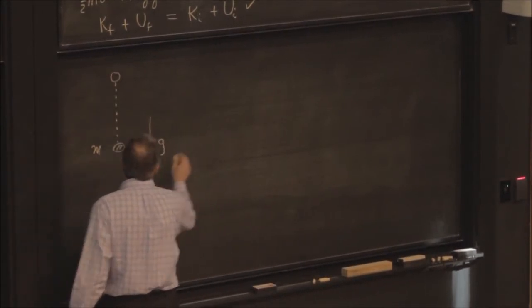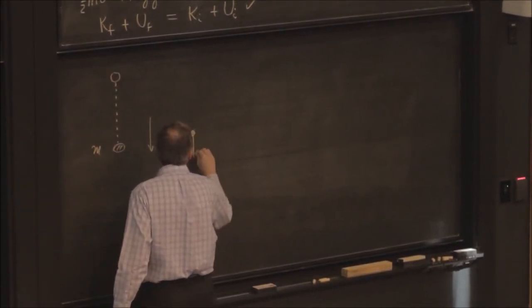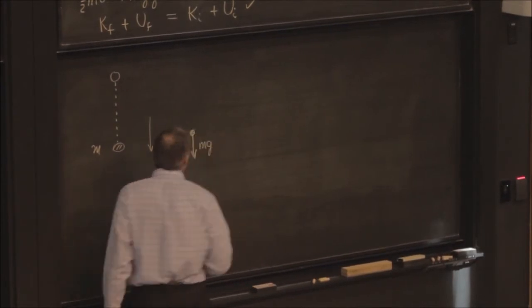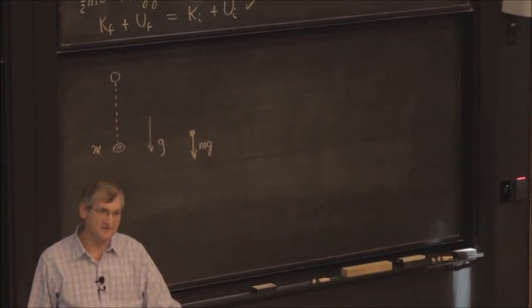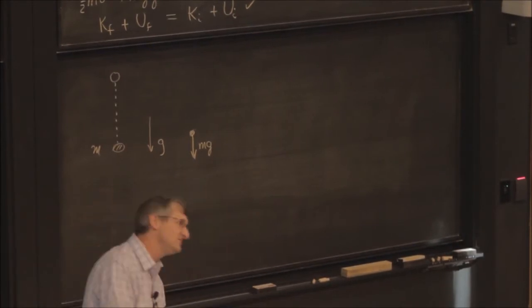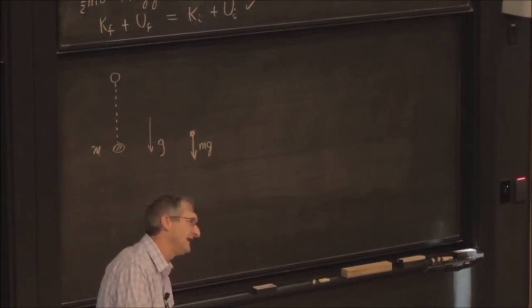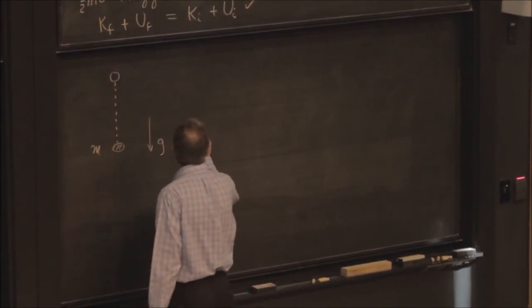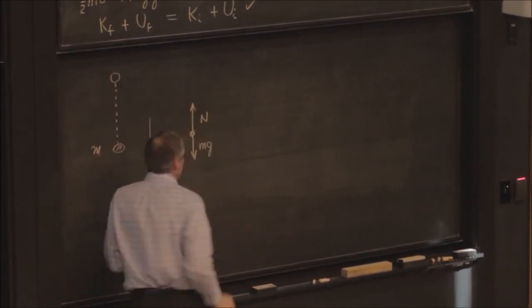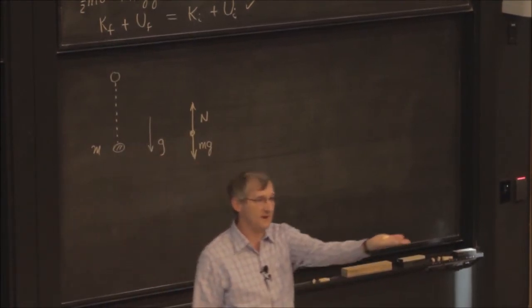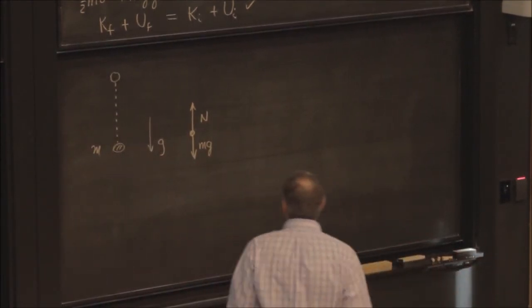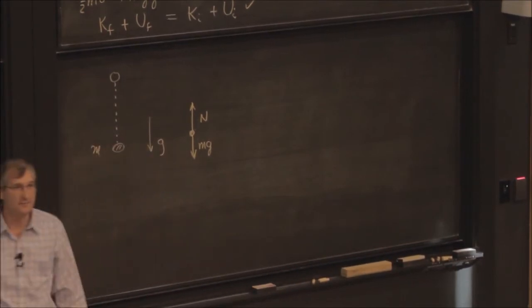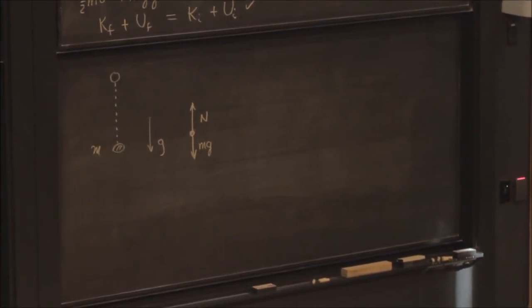So if I were to isolate, I have mg down, and if that's the only force, of course, it's going to fall down, and gravitational potential energy is going to get converted to kinetic. But now I'm going to supply a force up for the thing that's sitting on my hand, so that might be a normal force. And in order to get it to move up, how big does N have to be? Greater than.